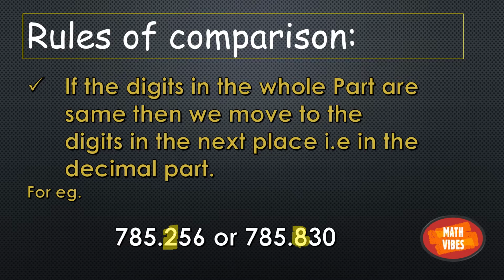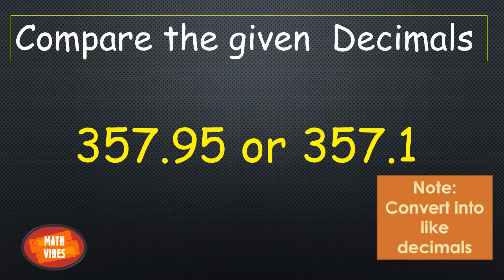Now can you tell me which is bigger, 2 or 8? Obviously 8 is greater than 2, right? So if 8 is greater than 2, then this whole number will also be greater than the previous number. So this number that I have put in a circle is greater than the other number. Understood? Let's look at one more example, then it will be clear in your mind.